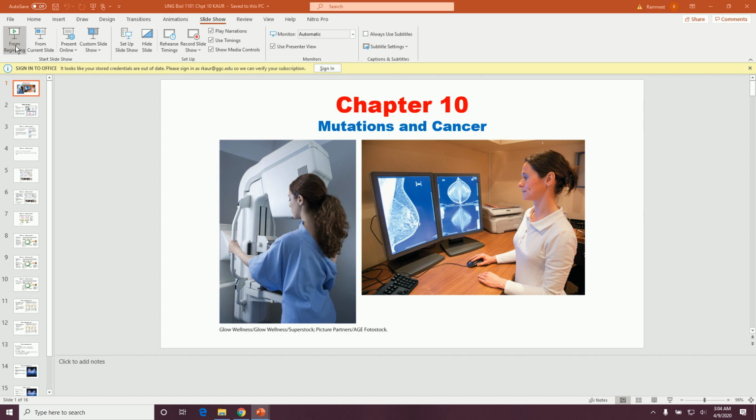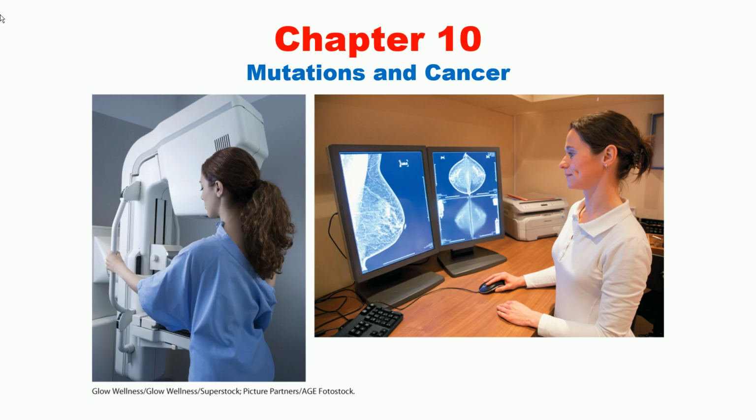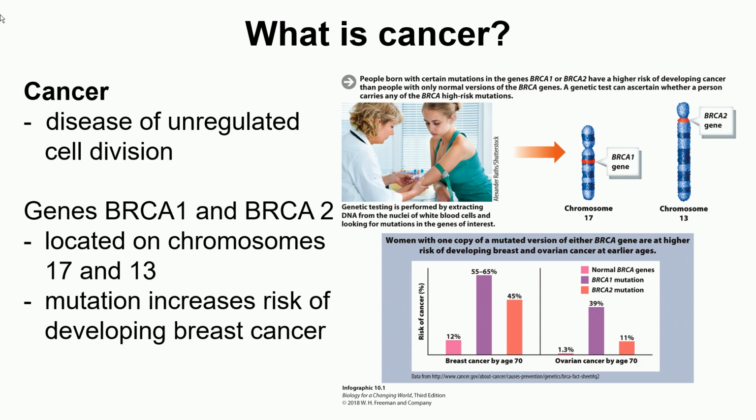know what mutations are. They are sudden changes in DNA, a change in the nitrogenous bases. And we have already discussed the proto-oncogenes and the tumor suppressor genes in our previous chapters. So basically, cancer is a disease of unregulated division. There are two very important genes called BRCA1 and BRCA2, located on chromosome number 17 and 13. It has been found that these genes are mutated in breast cancer.